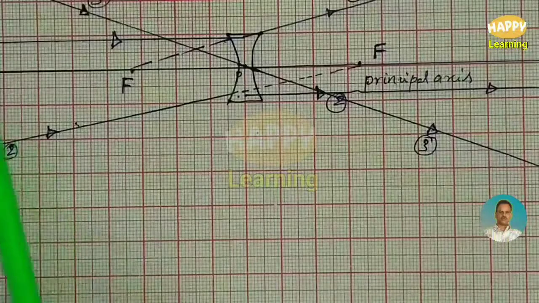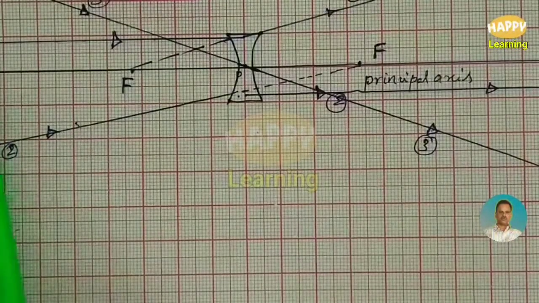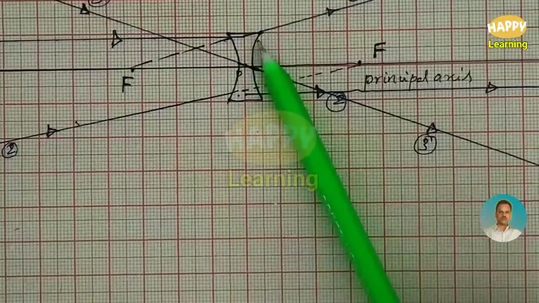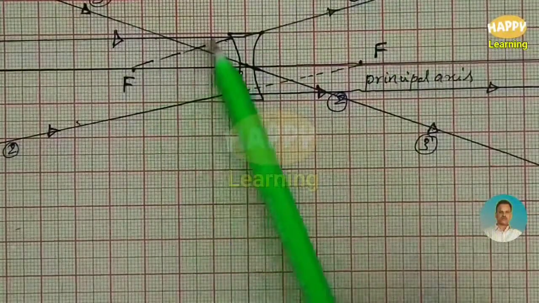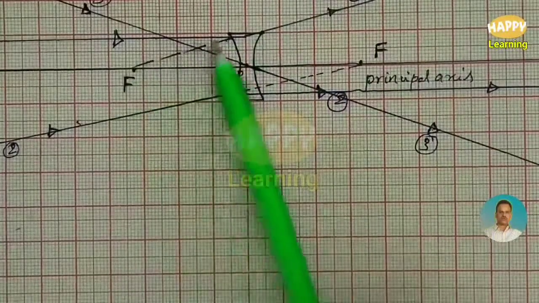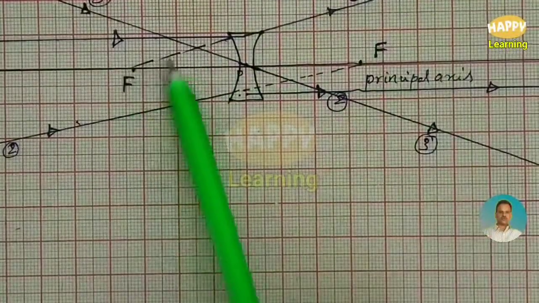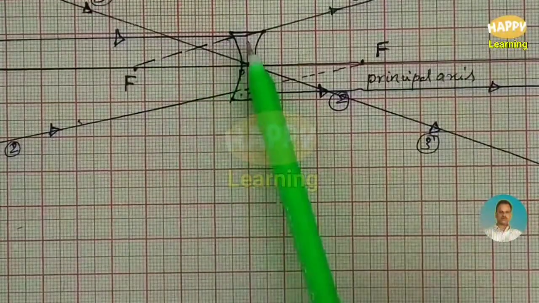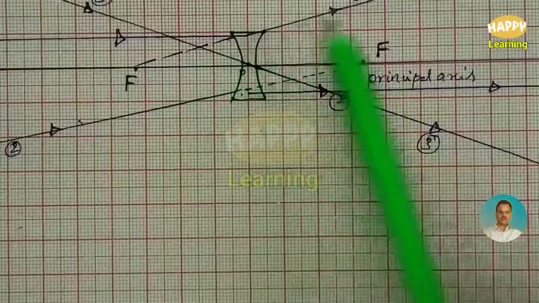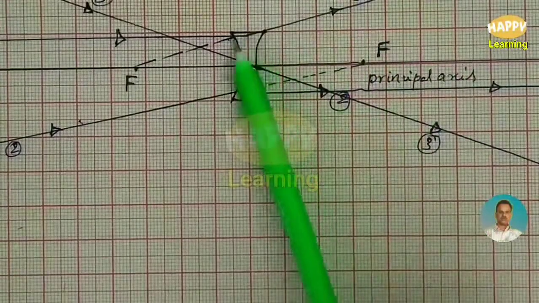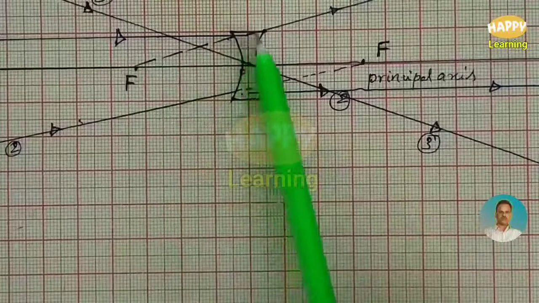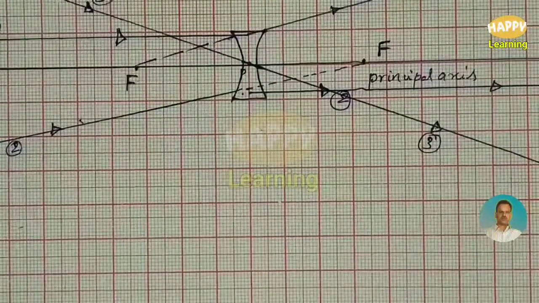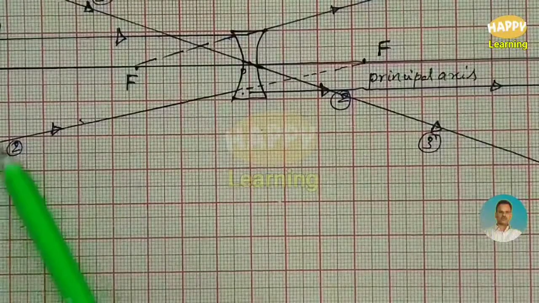Let me repeat. Case 1. The ray is initially parallel to the principal axis. After passing through the lens, it appears to be coming from this focus. So this dotted line indicates appears to be. This is imagination. This is the ray. This ray is refracted and became like this. If you extend back, you find that this ray appears to be coming from this point that is called as focus.